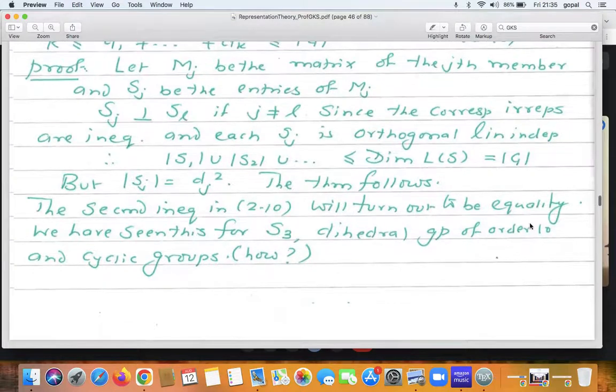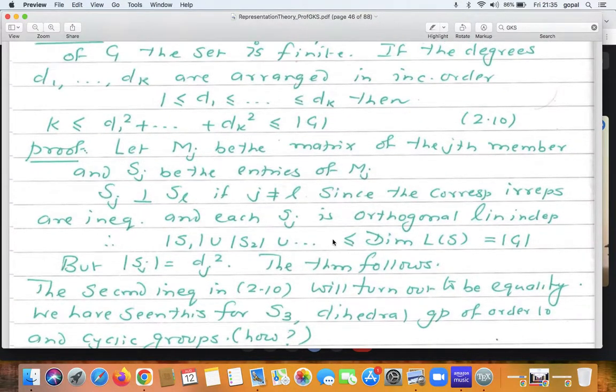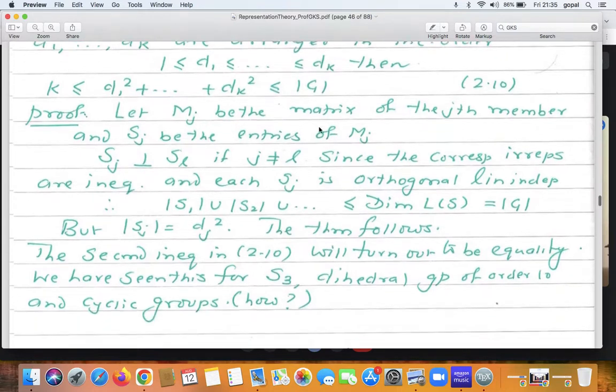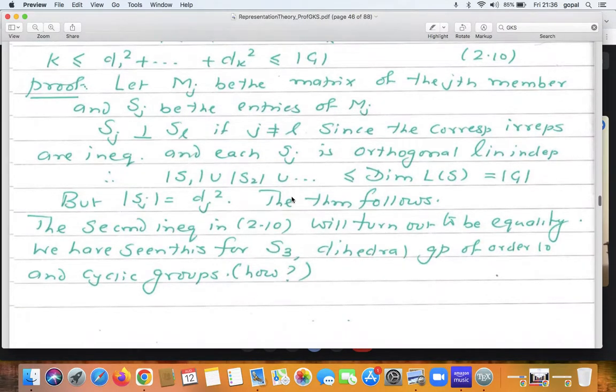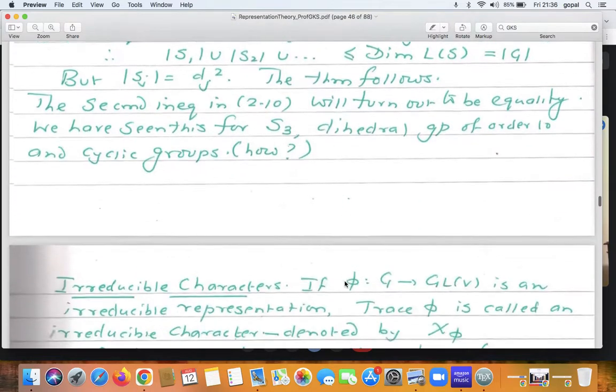So we get this inequality. We get this very, very important inequality that the sum of the squares of the degrees of the representations is bounded above by mod G. We are going to show that actually equality appears here in 2.10. This second inequality is actually an equality. Already we know this for the symmetric group S3, the dihedral group of order 10, and the cyclic groups. We know this equality must hold for these three examples.